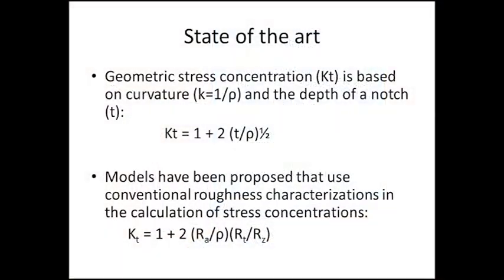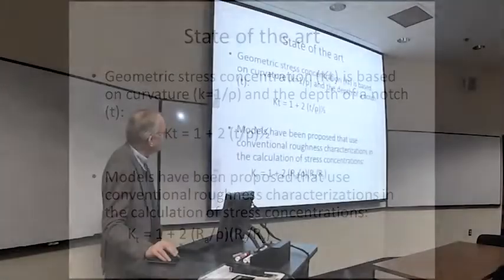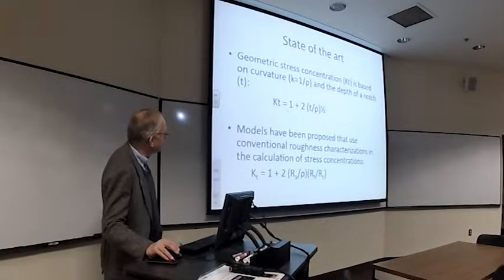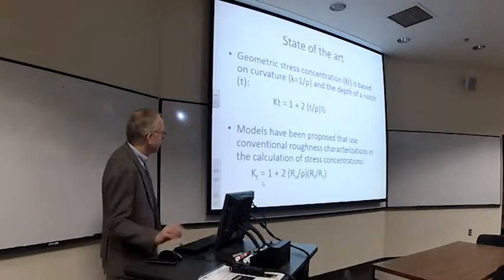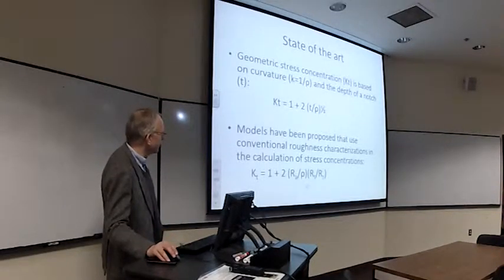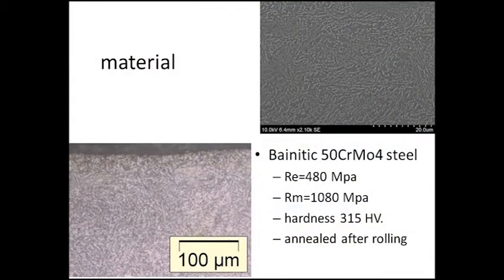Now, basically the state of the art, when we look at stress concentrations, we're looking at something like this, where we've got one over the radius, and calculating stress concentration. So people have developed models, and I think I sent out copies of the paper, so people can find the references in there. But here's a model based on conventional height parameters with Ra, Rt, Rz, trying to come up with the geometric stress concentration based on roughness measurements. So this is not scale sensitive, and as Matt was showing you, there's some limited stuff there.